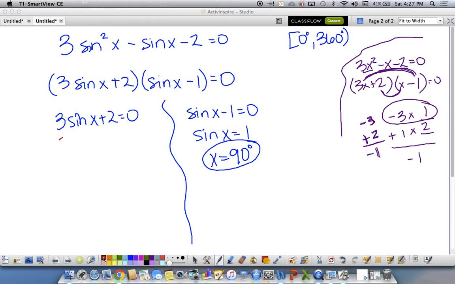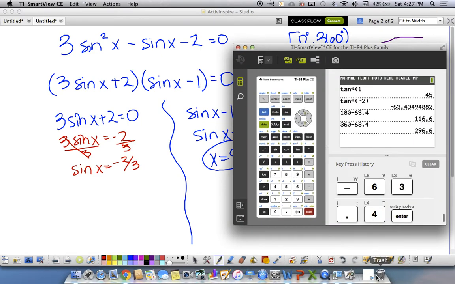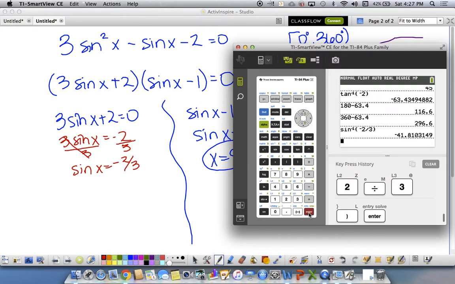So if we're solving, we have 3 sine x equals negative 2. I'm going to divide by 3, divide by 3. Sine x equals negative 2/3. Opposite over hypotenuse is 2 over 3. That's not any special right triangle. So I'm going to go back to my calculator. Inverse sine, it's negative. I'm going to go ahead and put negative 2 divided by 3, so that it will give me a negative 41.8 degrees.